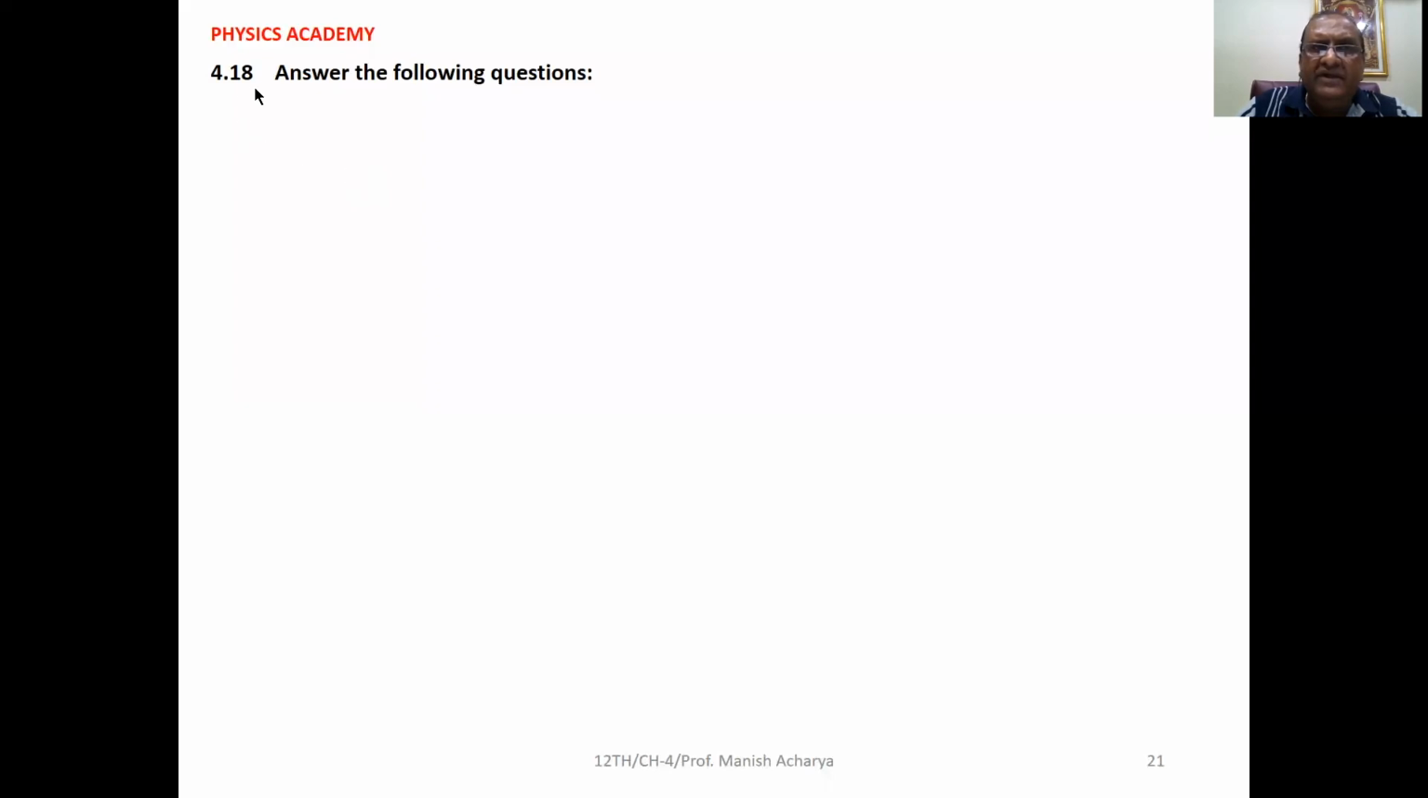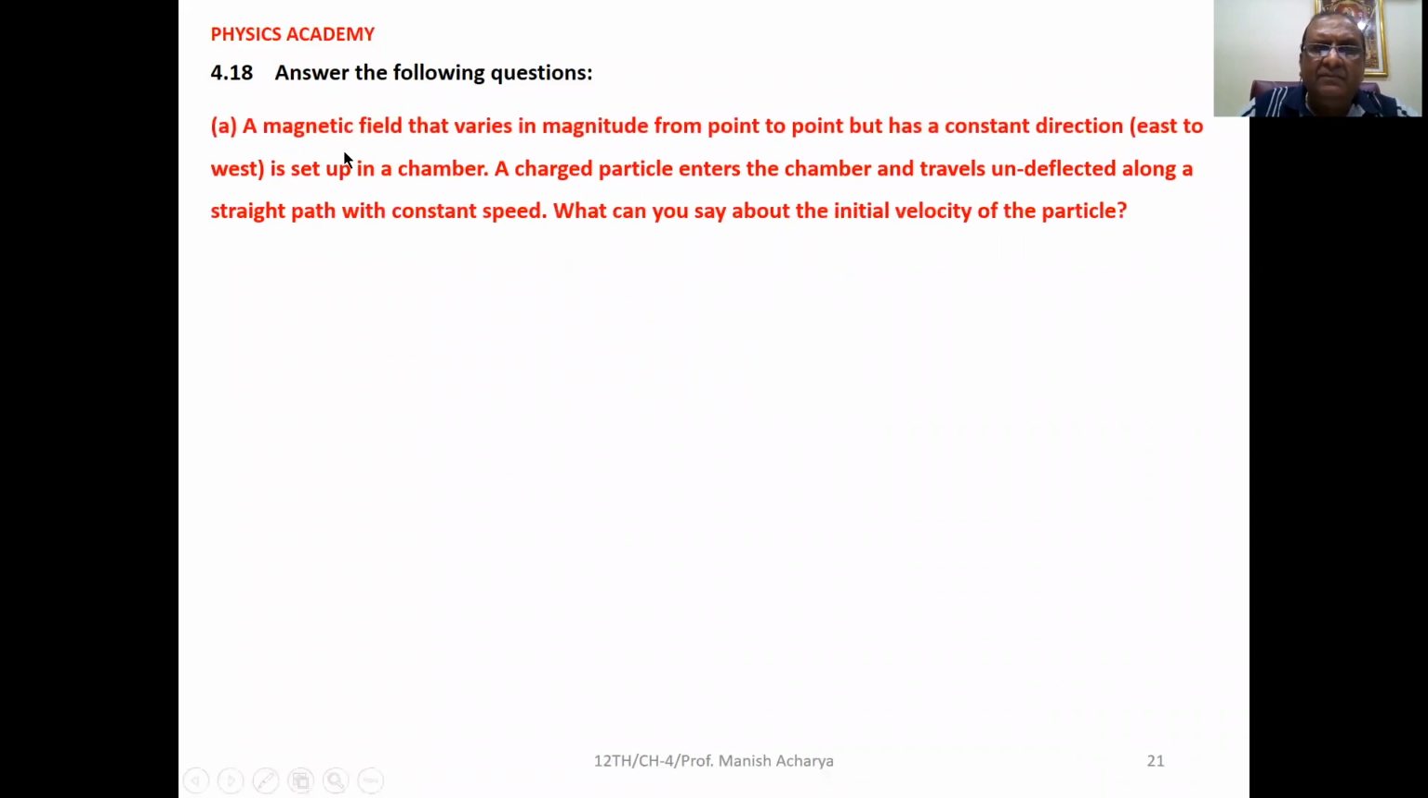Example 4.18. Answer the following questions. A. A magnetic field that varies in magnitude from point to point but has a constant direction, east to west, is set up in a chamber. A charged particle enters the chamber and travels undeflected along a straight path with constant speed.